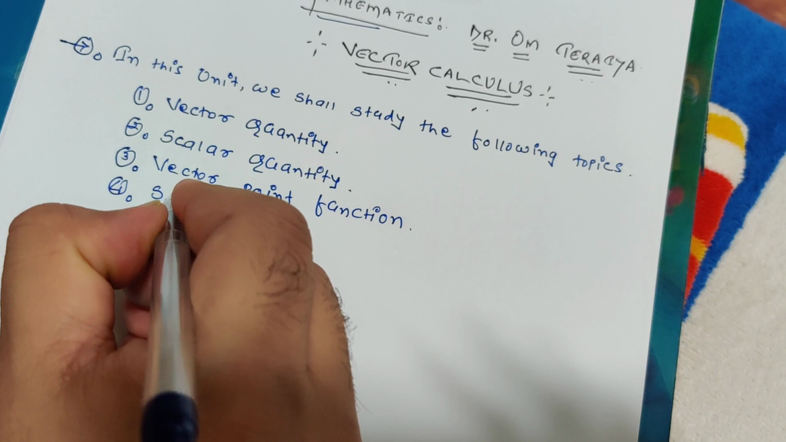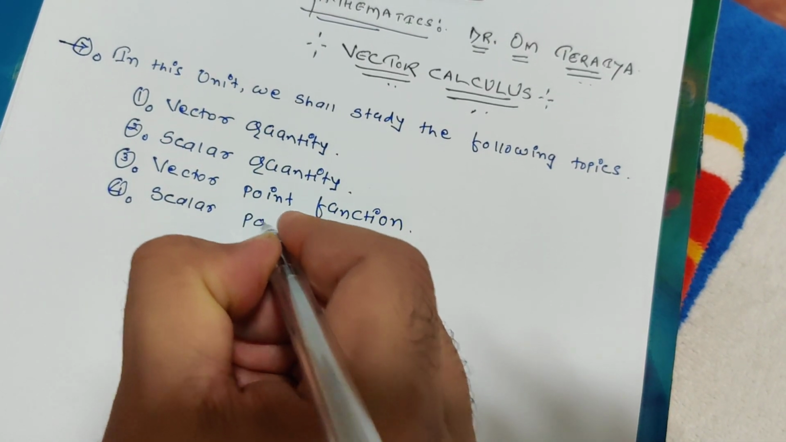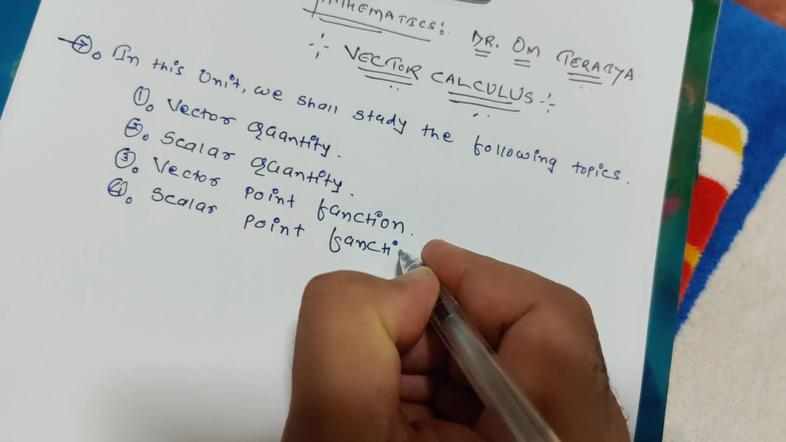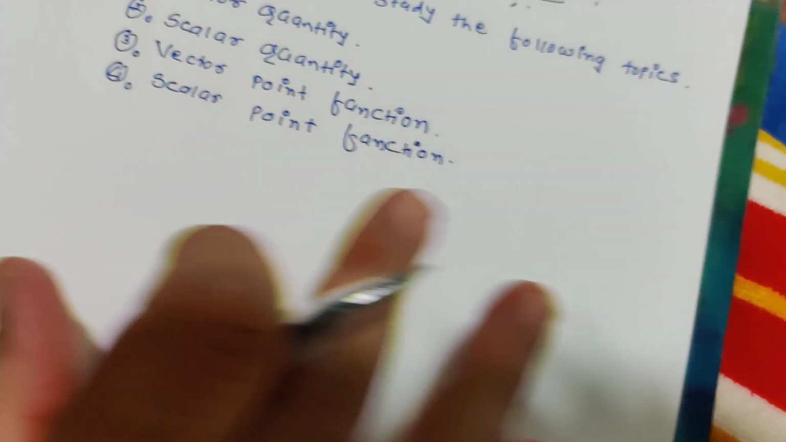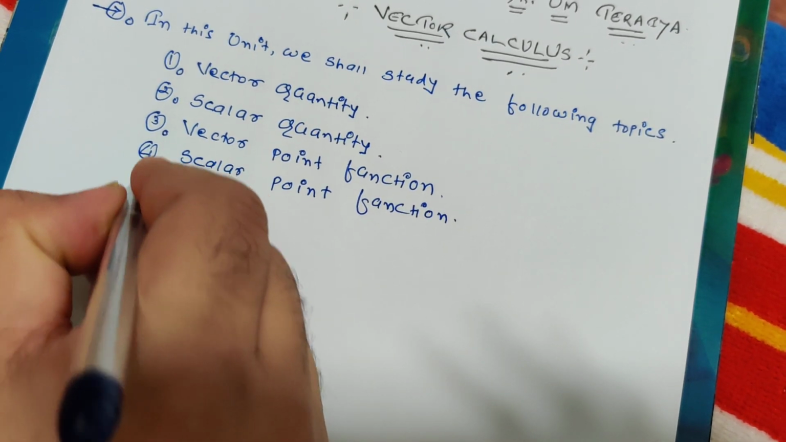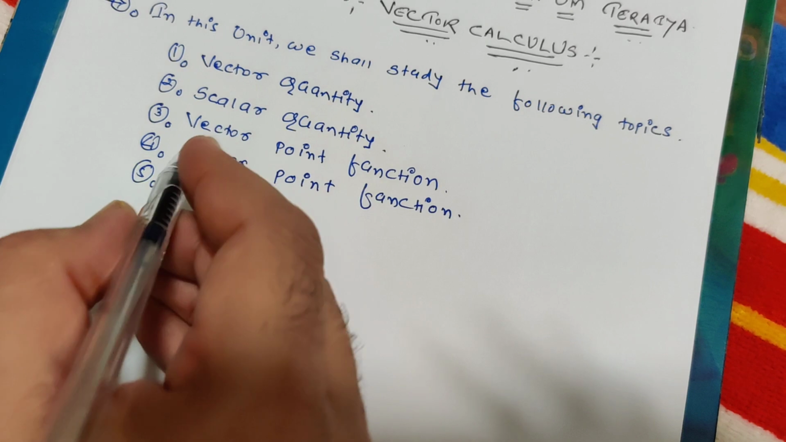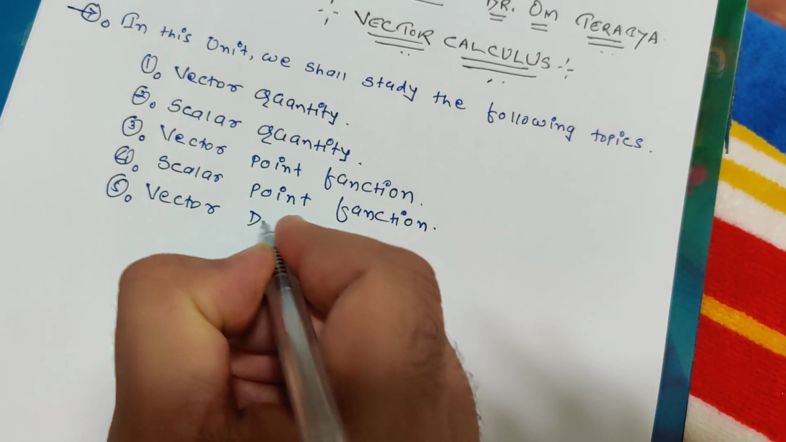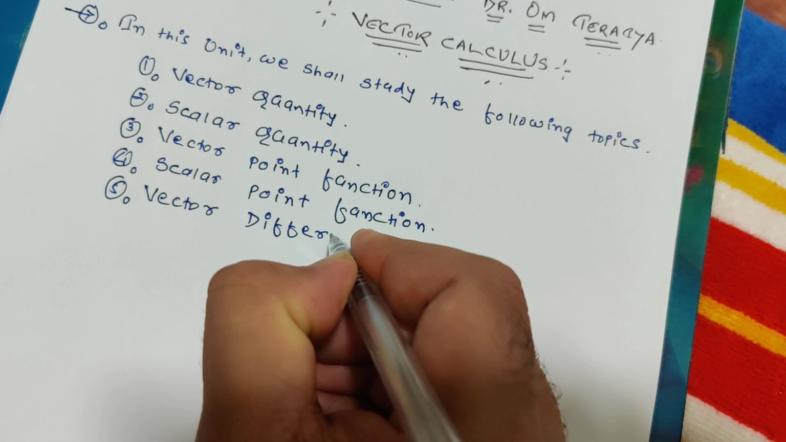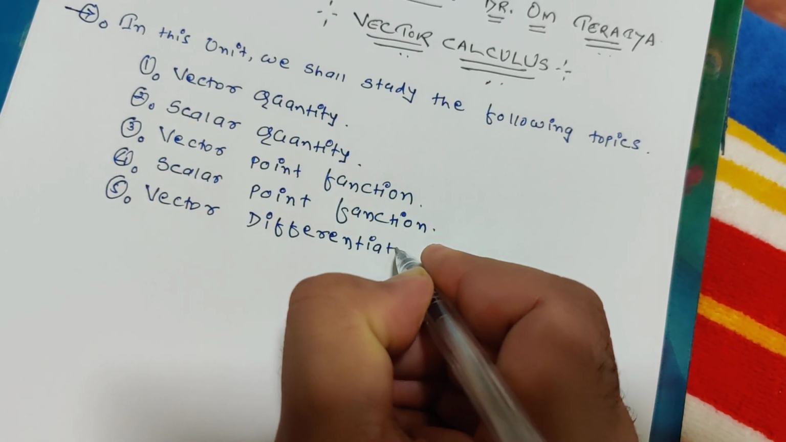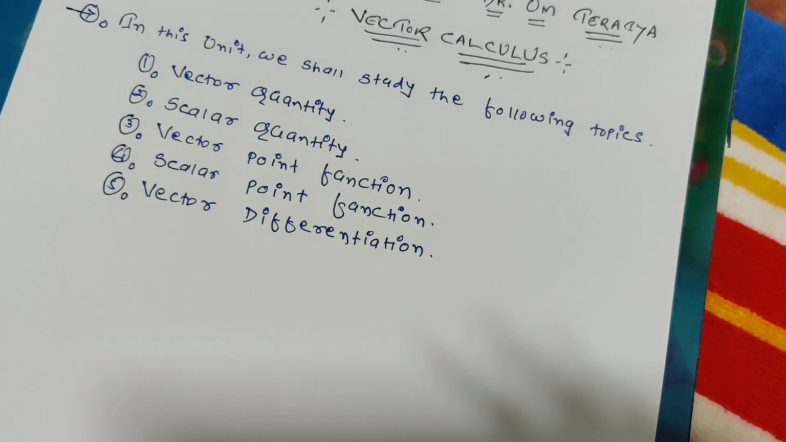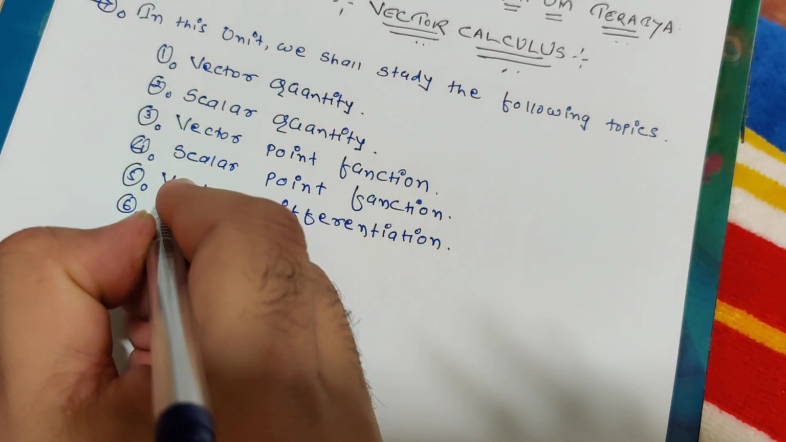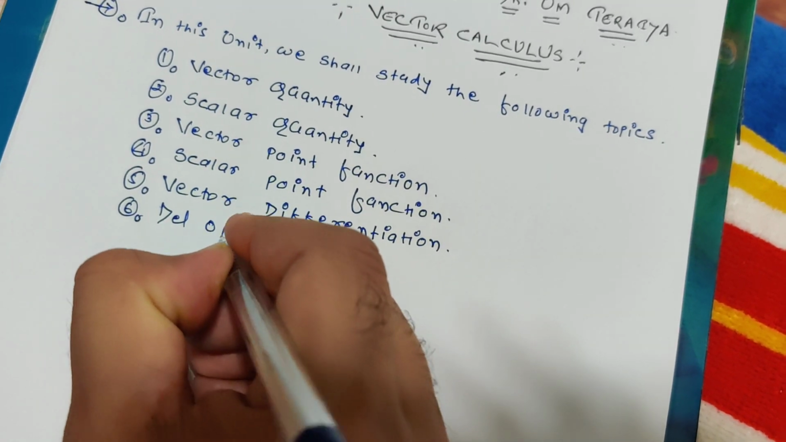Number 4, scalar point function. Number 5, vector differentiation. And number 6, del operator.